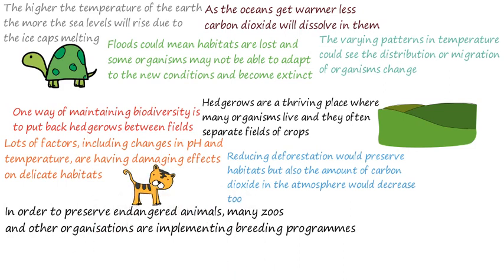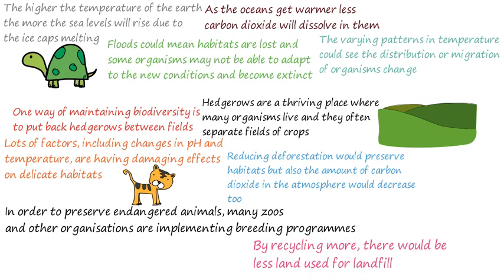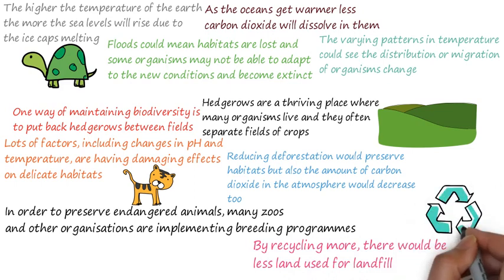Endangered species are at risk of becoming extinct. In order to preserve these animals, many zoos and other organisations are implementing breeding programs. However, these programs have to be monitored closely to ensure they are successful. Finally, by recycling more, there will be less land used for landfill and more land available for habitats to exist and biodiversity to thrive.